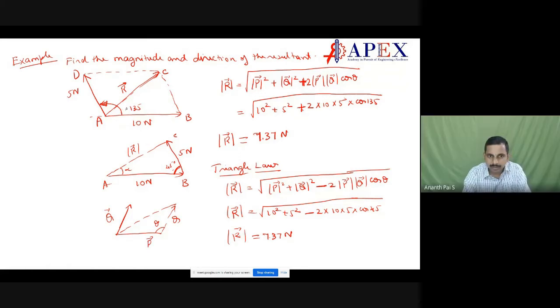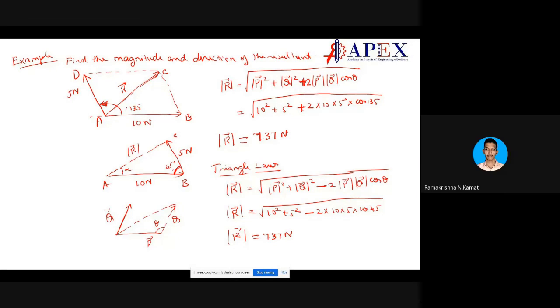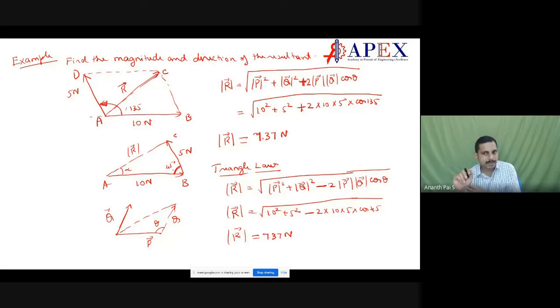No, it's not minus in the figure. It's 135. I was putting the line there like this. Okay, it's 135 alone. Yes, makes sense. Good. So triangle law minus, parallelogram law plus has to be there. But how to say whether it's triangle or parallelogram law?